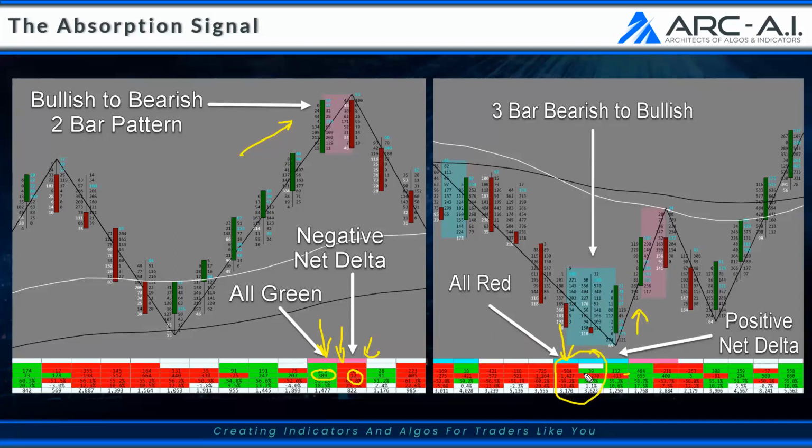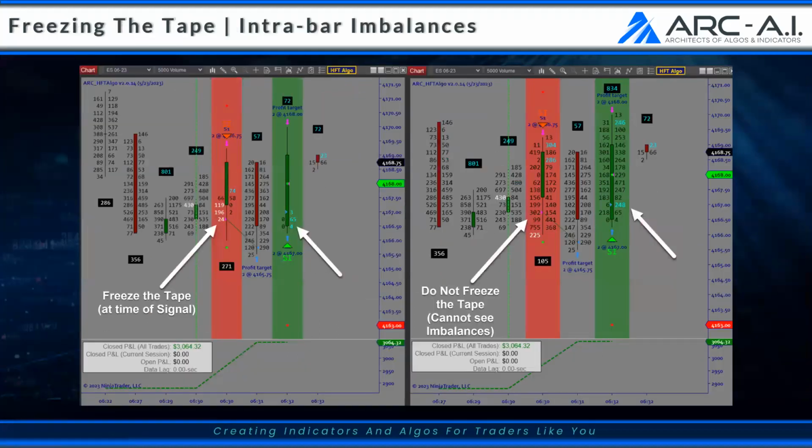So this was our all red. We got one bar in between, so you can do a 3-bar pattern or a 2-bar pattern or whatever. And then we had positive net delta. I will tell you, this is one of my favorites. Whenever you see this on a 3-bar pattern, they're great. 2-bar patterns are great too. And we're going to look at a couple examples of how you can trade those.